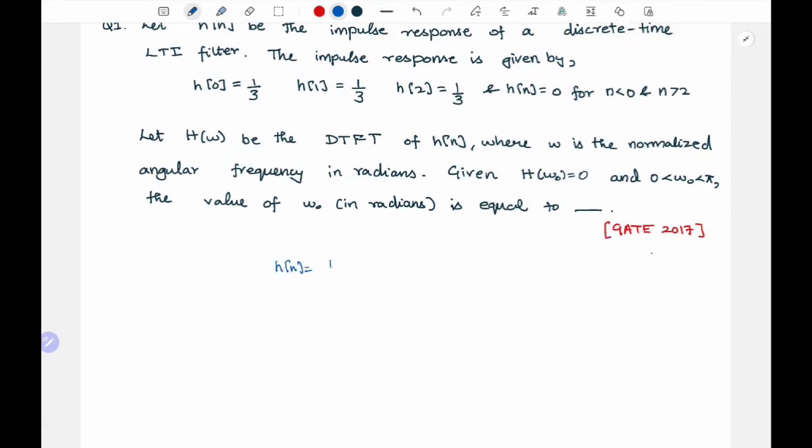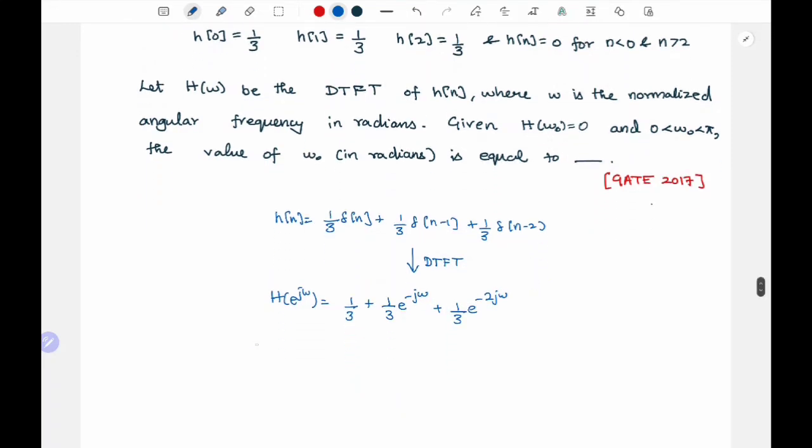So h of n itself is nothing but 1 by 3 delta of n plus 1 by 3 delta of n minus 1 plus 1 by 3 delta of n minus 2. And taking the DTFT of this will give me H of e power j omega given by 1 by 3 plus 1 by 3 e power minus j omega plus 1 by 3 e power minus 2 j omega. So they're saying at some value of omega naught, this is going to be equal to 0. So we need to find the solution of this equation.